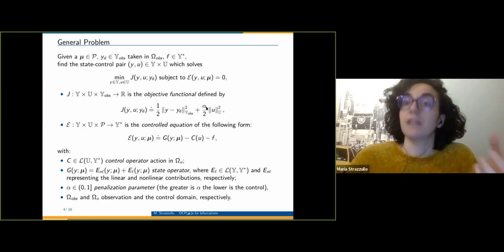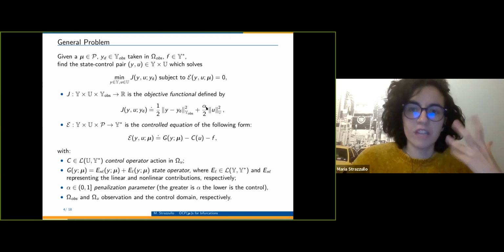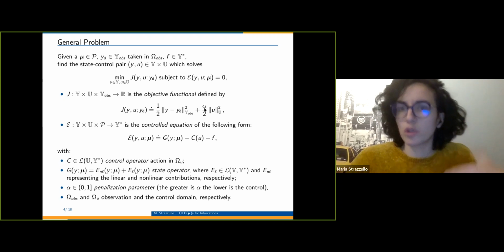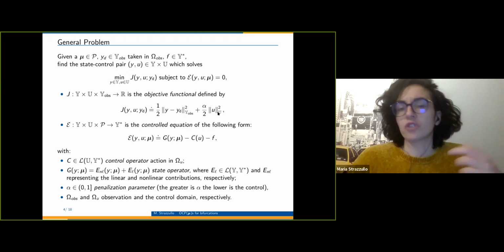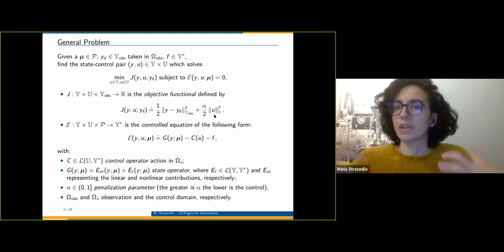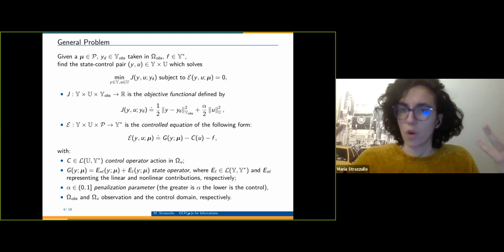Now, alpha is a penalization parameter. Basically, if alpha is small, you can control your system a lot, because this norm does not weigh on the functional, so the control variable can act as strongly as it wants.